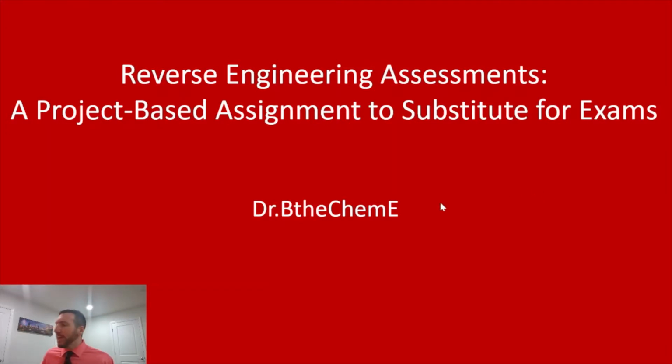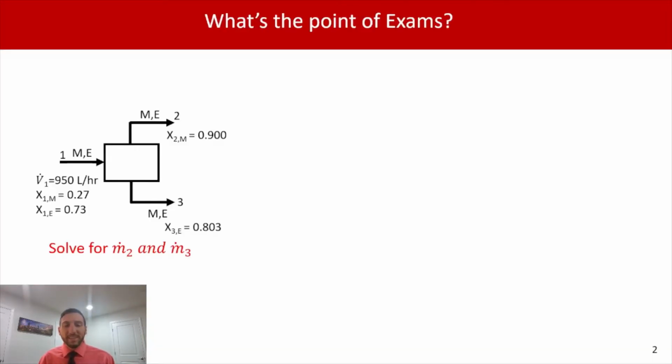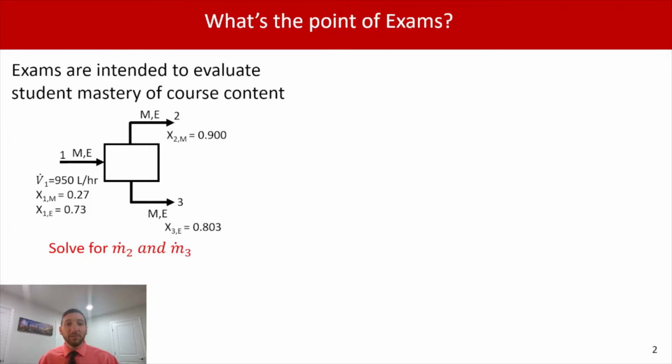Now, as instructors, we often have an objective with our exams. There's two objectives in particular. So with our exam, we normally give students a problem and we tell them we want you to solve for a couple of unknown variables. So in this case, we're looking for solving M2 dot and M3 dot. And we're doing this so that we can understand students' mastery of course content.